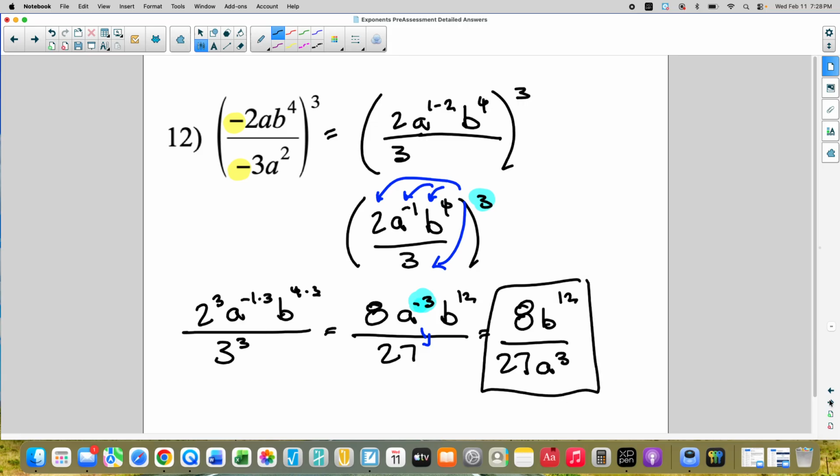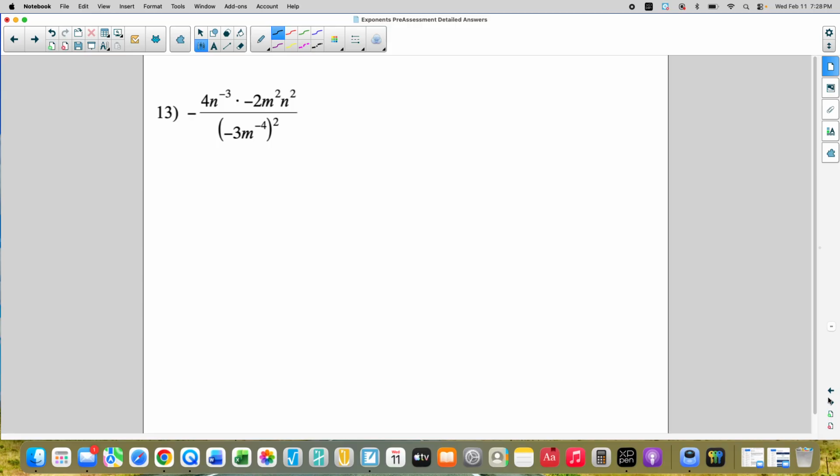Okay? Last one. All right. This negative is a coefficient. We can attach it to the 4. That's what I would do. I would attach this to the 4 and multiply it by the negative 2. So we get negative 4 times negative 2, which equals 8. We have m by itself. There's no partner for m at the moment. And then we have n to the negative 3 and n to the 2nd, which are multiplying.